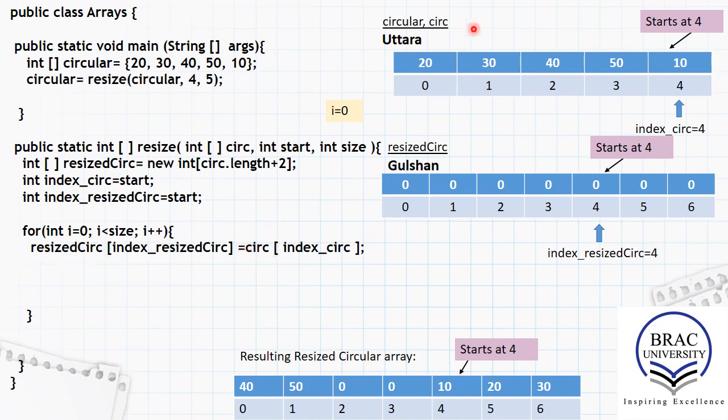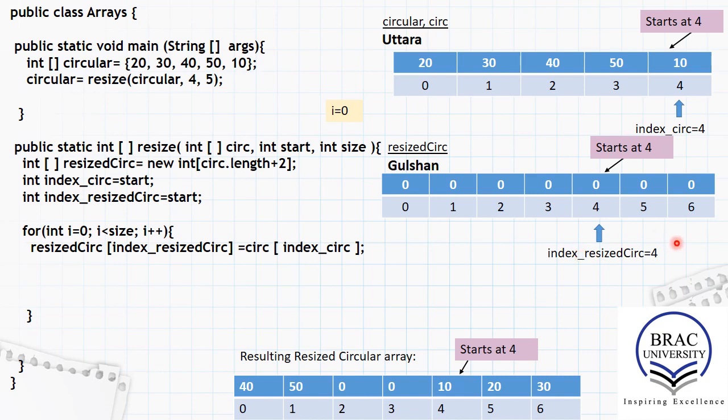I've copied the value from the array in Uttara, which is in circ, to the array in Gulshan, that is in the reference resized_circ. And for circ, the index variable is index_circ, and for resized_circ, the index variable is index_resized_circ. So after this line, I should increment this variable and this variable as well before it goes into the next iteration.